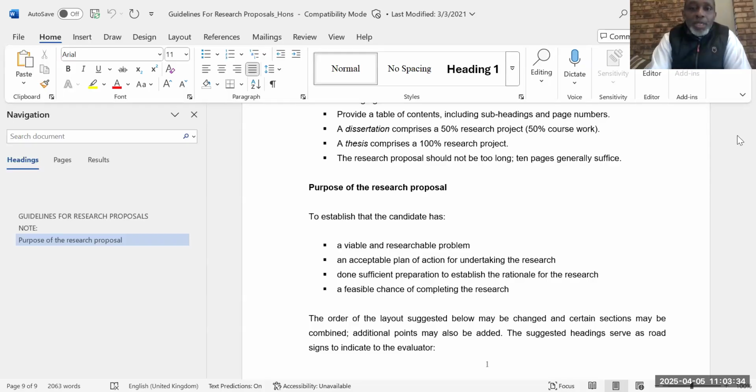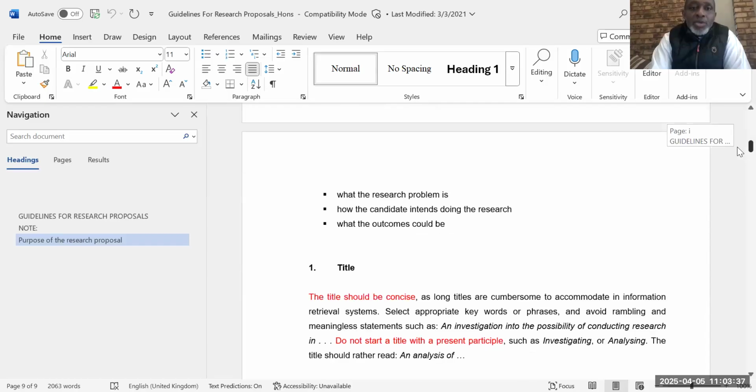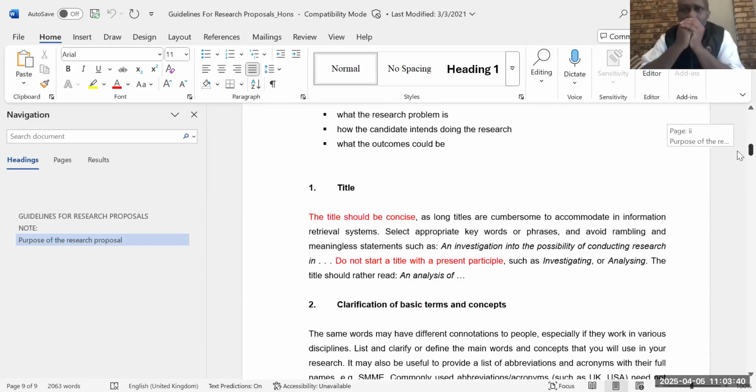So the layout is basically, the first is a title. The title should be concise, not too long, and you should try to avoid starting your title with a present participle, like saying "investigation". Rather, say "an analysis of" something like that. The main message here is that your title must be concise so that it can pass the message, because when it's very long, sometimes it's very difficult to pass the message.